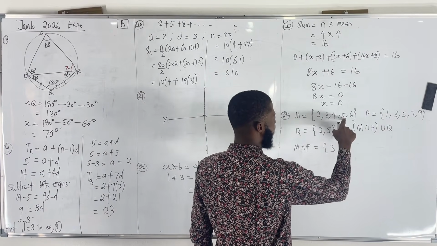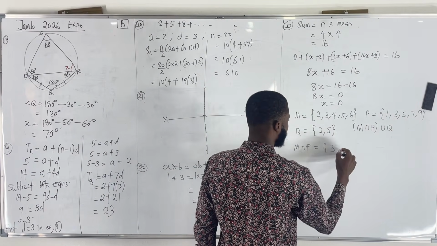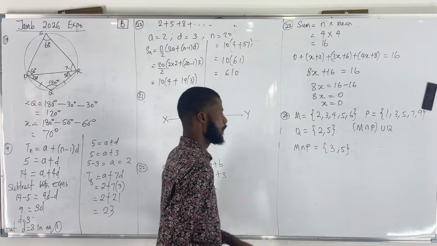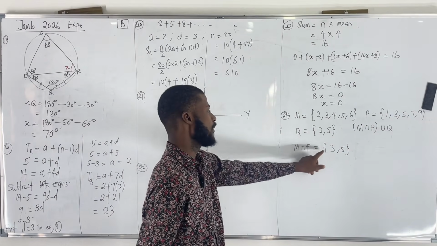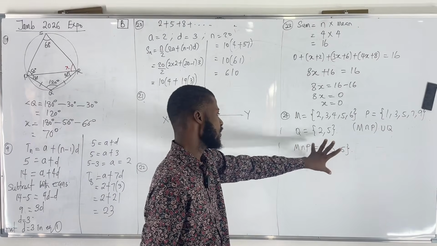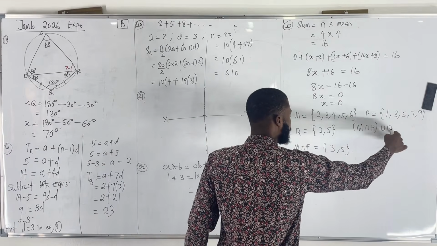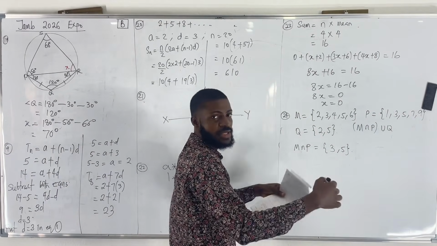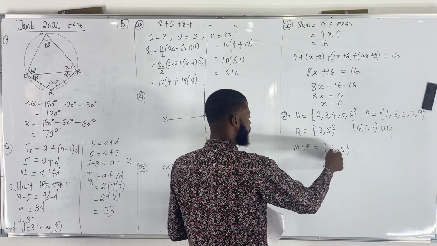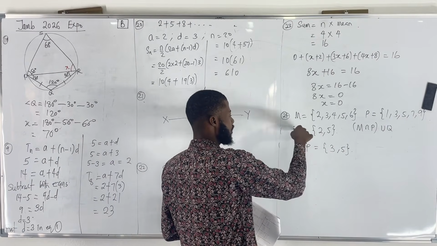What's common? So we have 3, because there's 3 in both of them, so 3 is common. Then, what else do we have? We have 5. 5 is common. Good. So it means what's common between m and p is 3 and 5. So we brought out that thing that's common. Now it says this answer you've gotten, union q. The word union means in togetherness, unites them. Write what is in m and p with q.